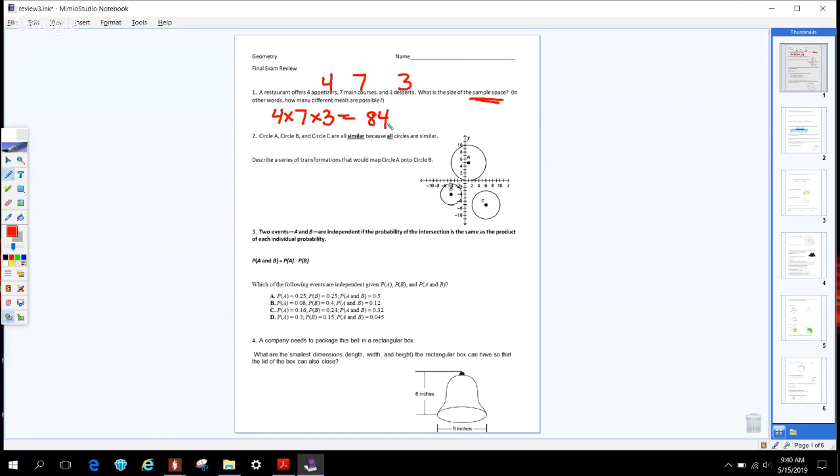Next, circle A, circle B, and circle C are similar. Describe the series of transformations that would map circle A to circle B. So now we know we're going from A to B. Well, obviously there had to be what? What 2 things definitely happened? A dilation and a translation.